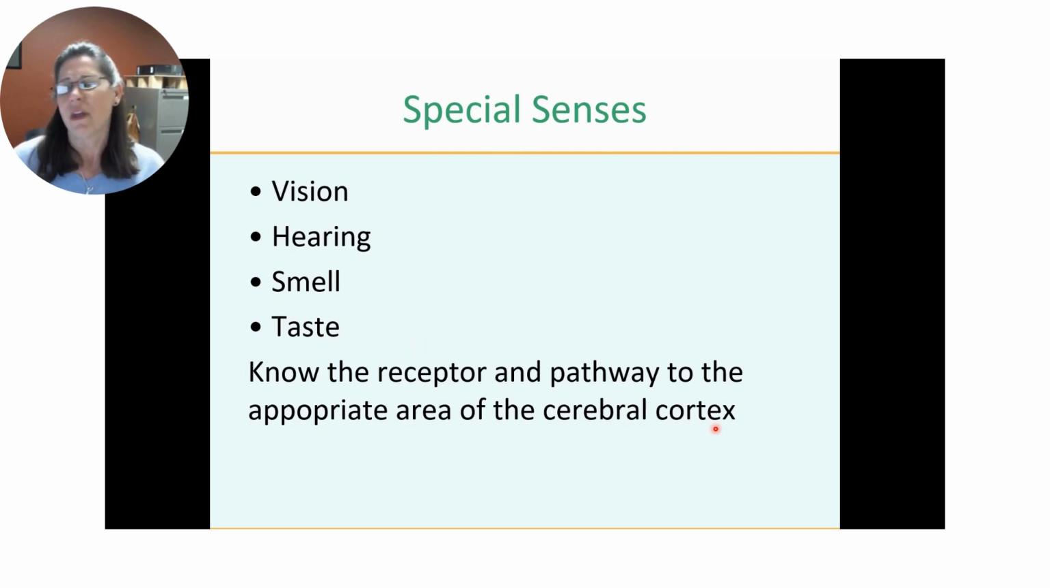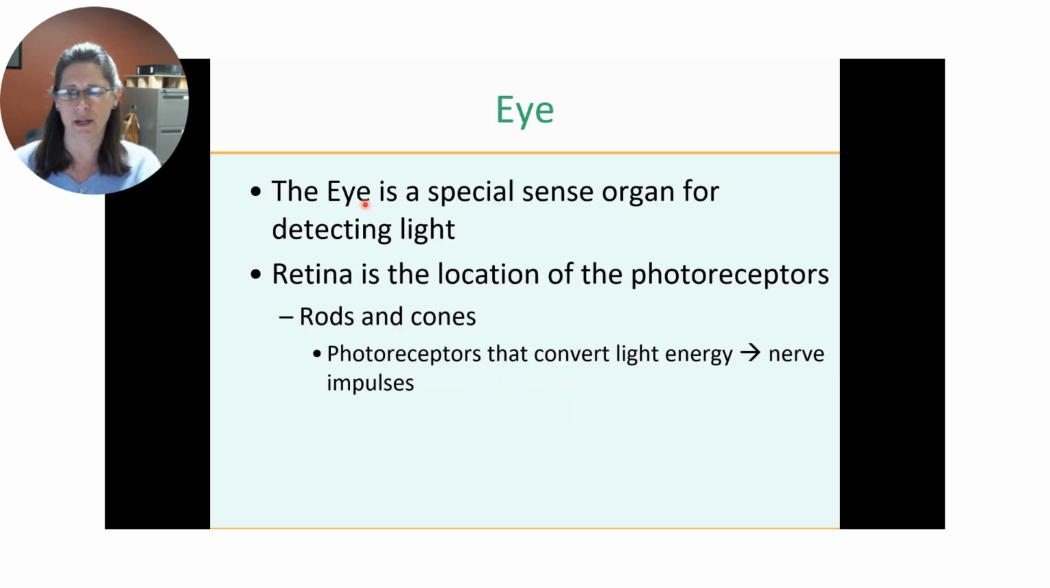Special senses. So what we're going to do now is we saw the somatosensory perception, but now we'll look at some of our special senses. I'm not going to go through much of the anatomy because you'll do that in anatomy class. This is more about the sequence of neurons, starting with the receptor and where they get processed in the brain. Okay. So you're going to know the receptor and the pathway to the appropriate area of the cerebral cortex.